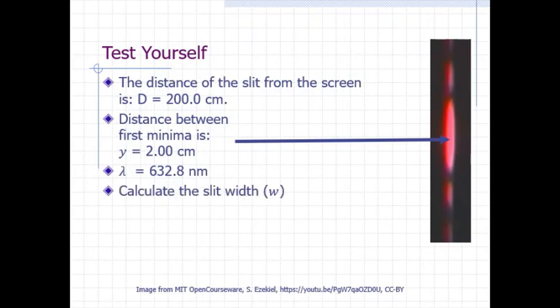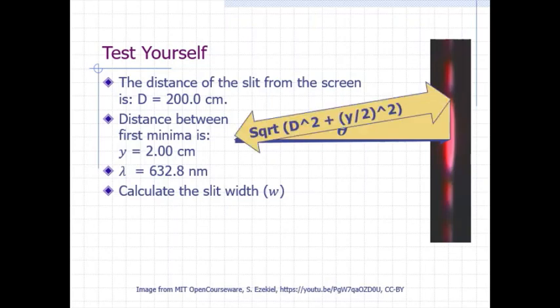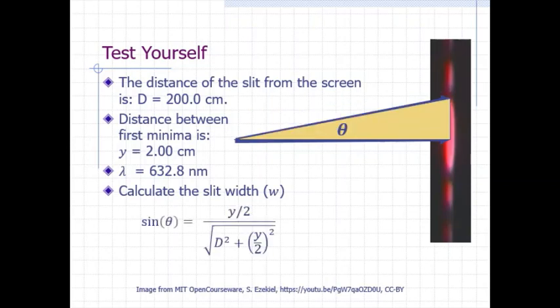First of all, the line from the slit to one of the first minima is the hypotenuse of the right triangle, and the angle between it and the line from the slit perpendicular to the screen is theta. From the Pythagorean theorem, we can calculate the length of the hypotenuse to be the square root of the sum of d squared and the square of y over 2. Therefore, sine of theta equals y over 2 divided by the square root of d squared plus y over 2 squared. For the first minima, we know that the slit width, W, times the sine of theta equals lambda.